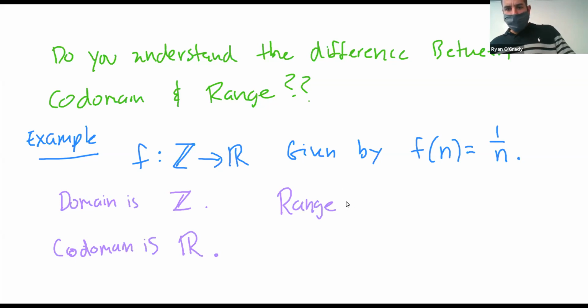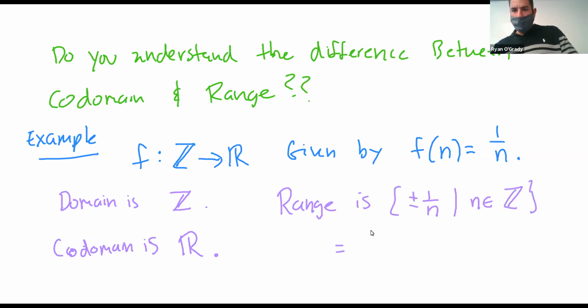Well, we have to ask ourselves, what do the guys look like that get spit out? Well, what am I allowed to plug into this thing? I'm allowed to plug in any integer. So I can plug in 1. I can plug in -1. I can plug in 2. I can plug in -2. I can plug in 3. I can plug in -3. So my range is a little different to describe. My range is the set of all plus or minus 1 over, let's say, n, such that n is an integer.